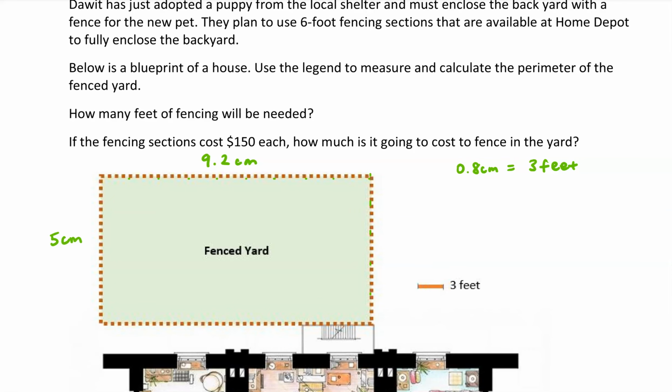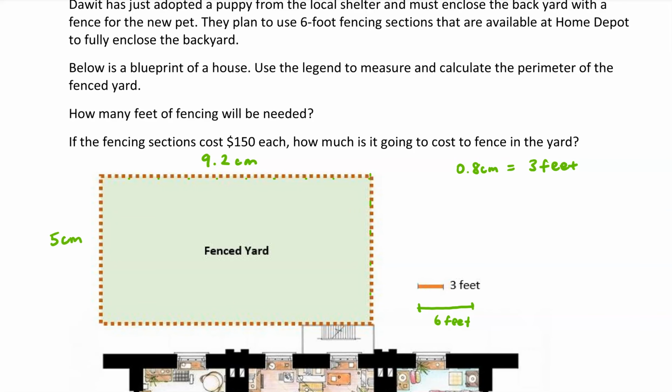Okay, so we have the length and we have the width of our rectangle, and now we need to convert that to feet so that we can figure out how much of the 6-foot fencing we need to get at Home Depot. If you look at this orange strip here, Home Depot only sells the strip in 6 feet, so it'd be twice as long. Something like that would be 6 feet.